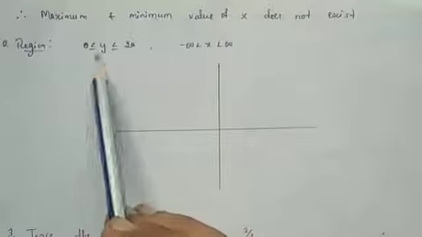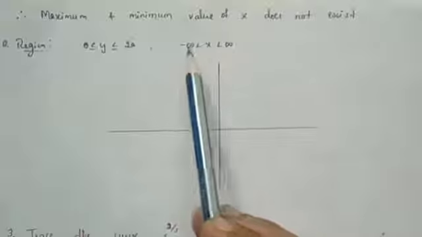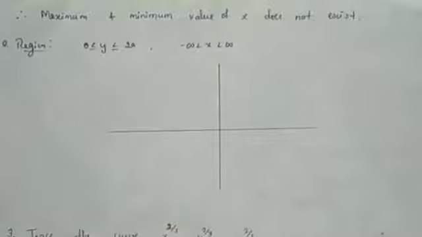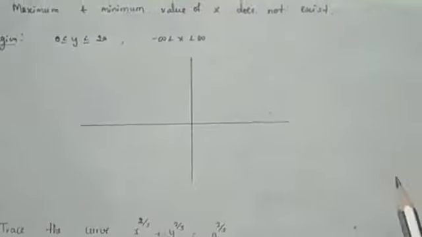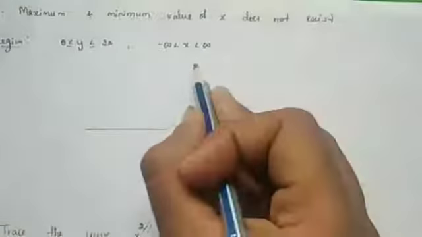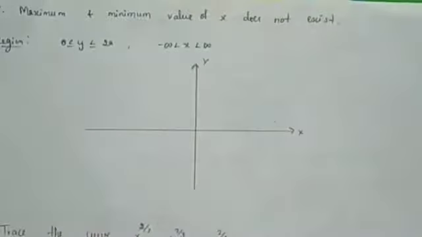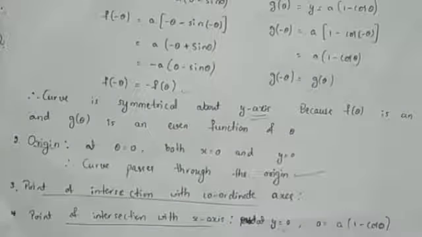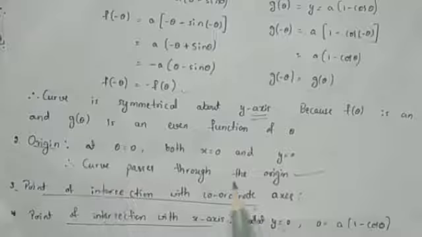Y lies between 0 to 2a and x lies between minus infinity to plus infinity. Next we trace the curve. This is the x axis and this one is the y axis. The first point is the symmetry. The curve is symmetrical about the y axis, and the curve passes through the origin.